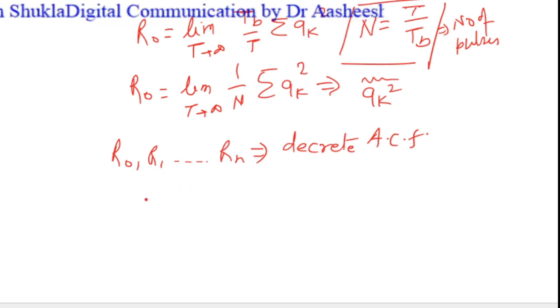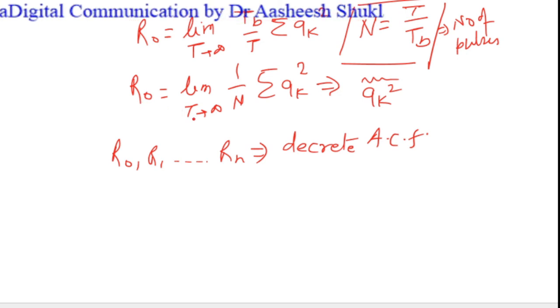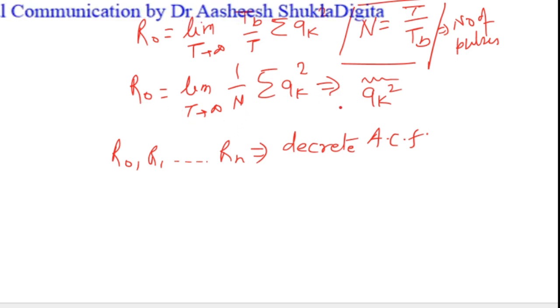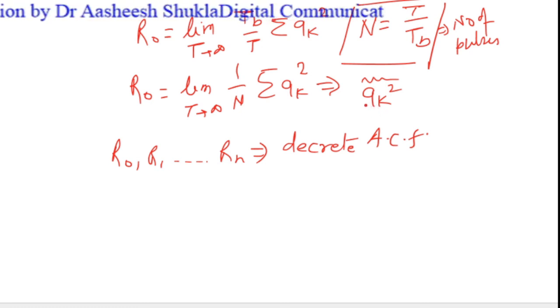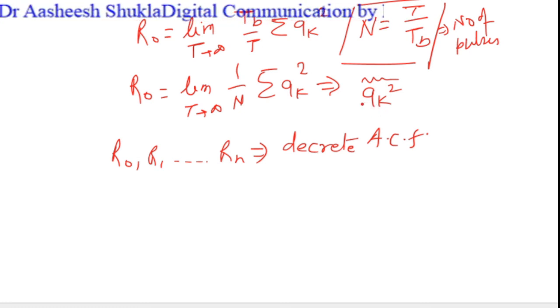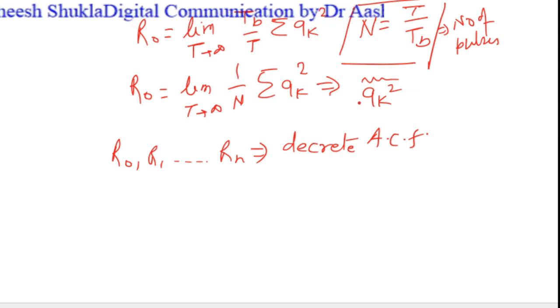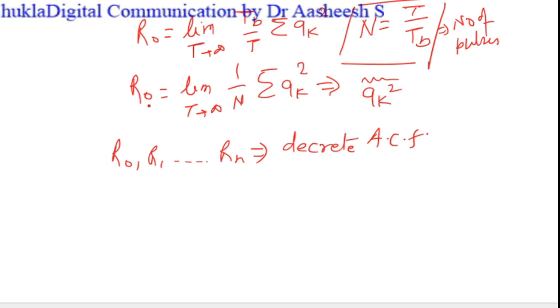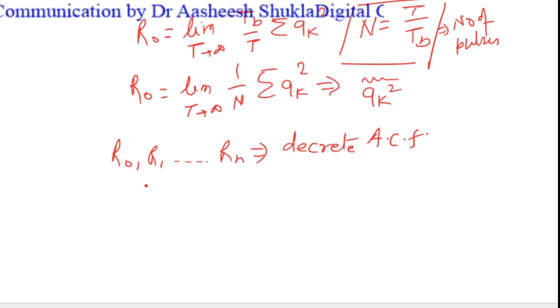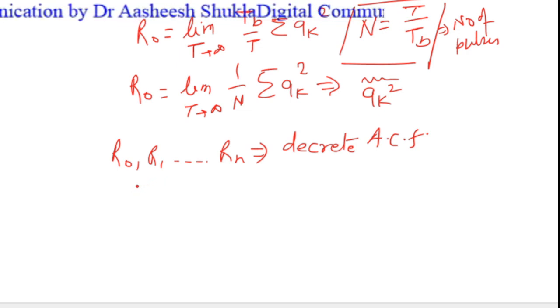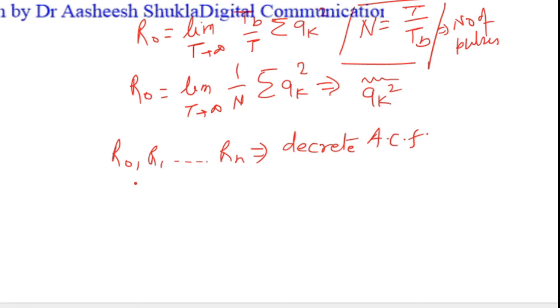So we have calculated R0. R0 is nothing but a time average value of ak square, and we know that ak is what? It is the strength of the kth pulse of our input signal, right? Kth bit, right? This is the strength of the kth bit. So this is R0, right? Now we can also calculate R1. We can also calculate R2.